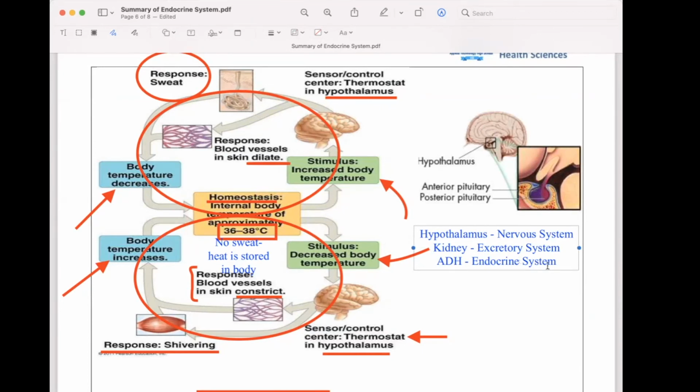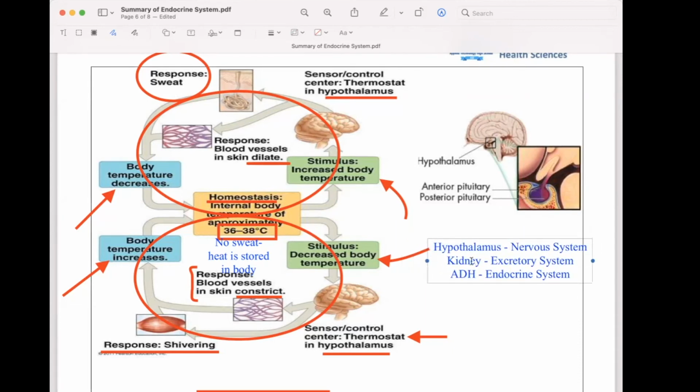Mister, shivering. Shivering is related to muscles. So when we talk about muscles, it is basically about your skeletal system, right? Yes, Mister, skeletal system. When we say blood vessels, which system is blood vessels? Circulatory system.